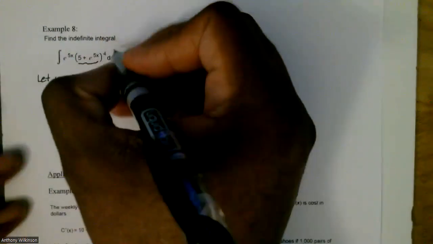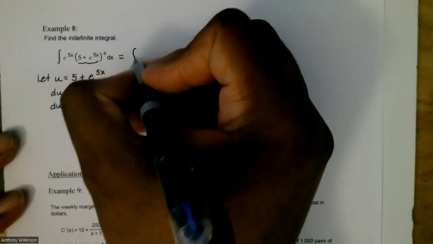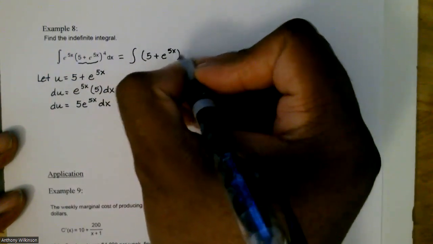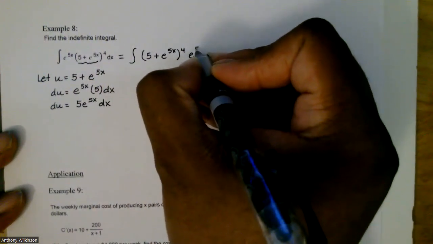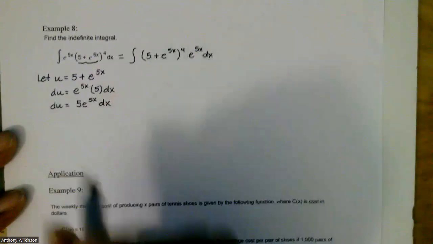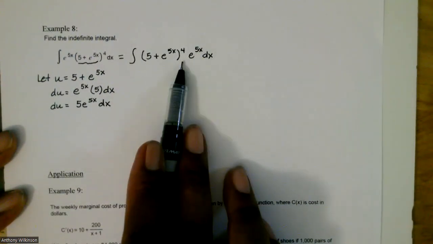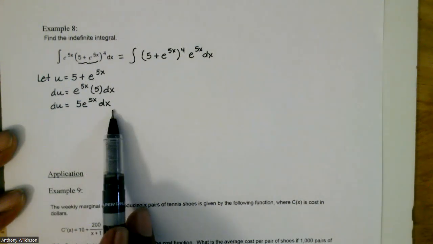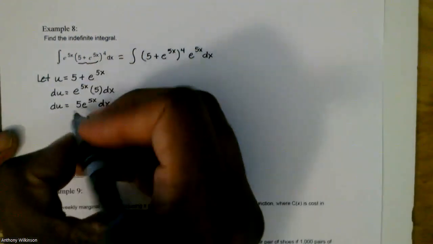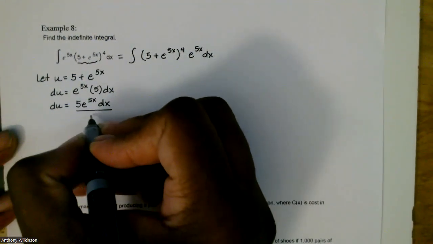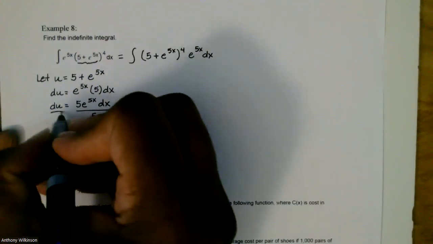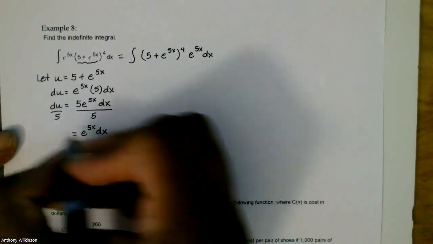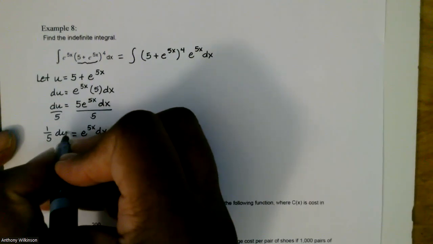Now, let me go ahead and rearrange these terms here in this integral. So here we've got the integral of 5 plus e to the 5x, that quantity is to the 4th power, multiplied by e to the 5x dx. Notice I do have e to the 5x, but I don't have a 5 there. Let's write this with just e to the 5x equaling to something. Here, since e to the 5x dx is multiplied by 5, let's divide both sides by 5. So I have e to the 5x dx is equal to 1/5 du.